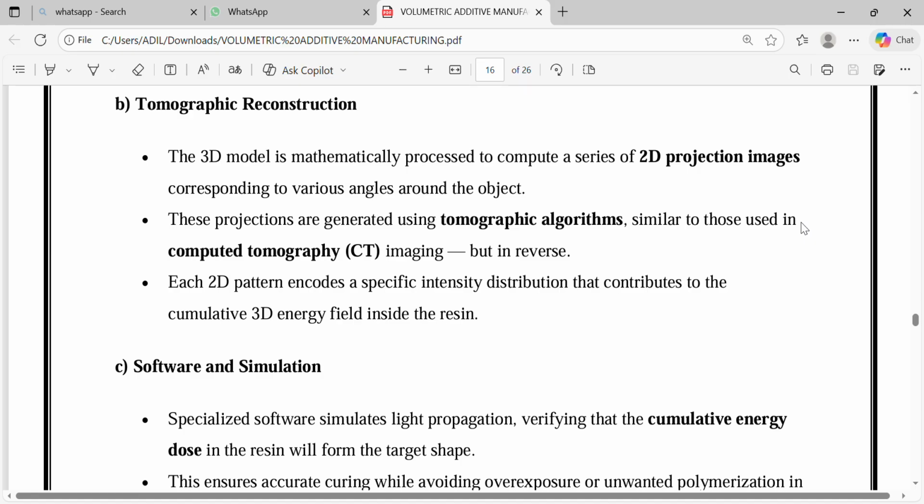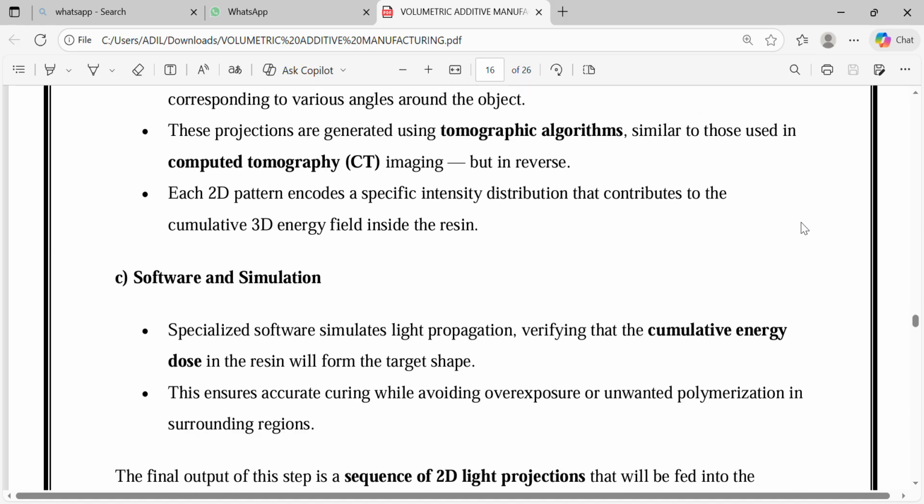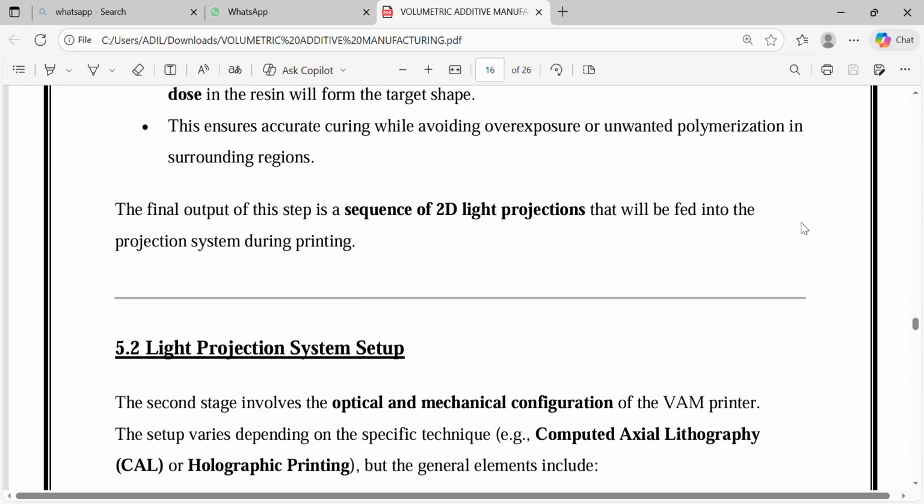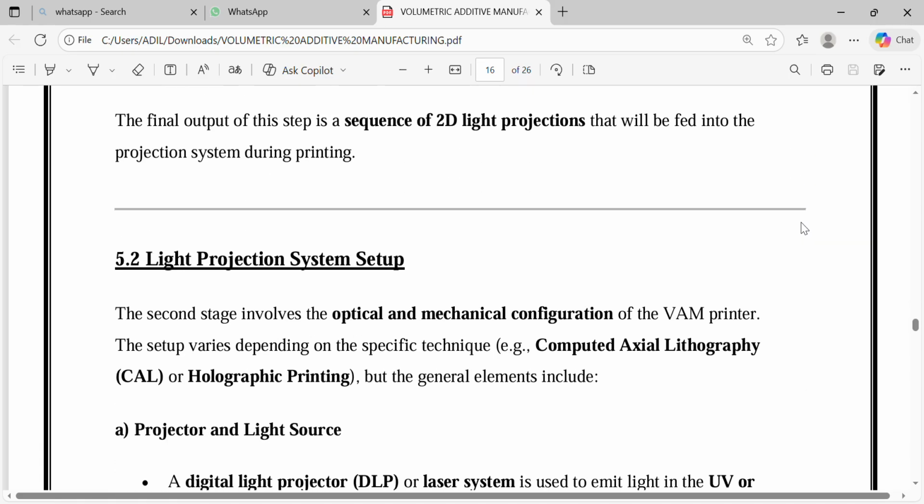Software and simulation. Specialized software simulates light propagation, verifying that the cumulative energy dose in the resin will form the target shape. This ensures accurate curing while avoiding overexposure or unwanted polymerization in surrounding regions. The final output of this stage is a sequence of 2D light projections that will be fed into the projection system during the printing.